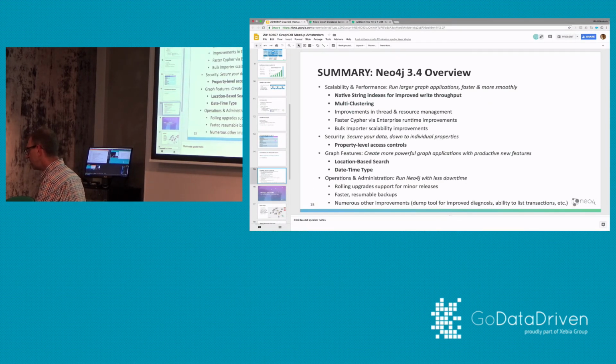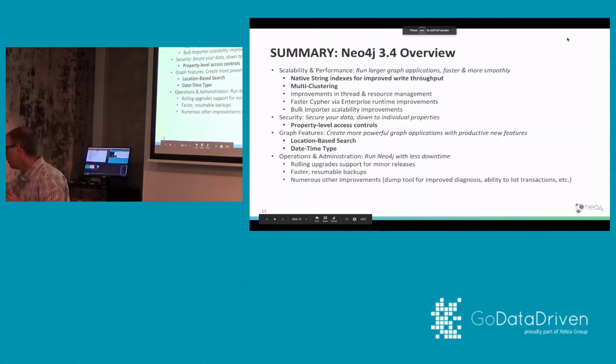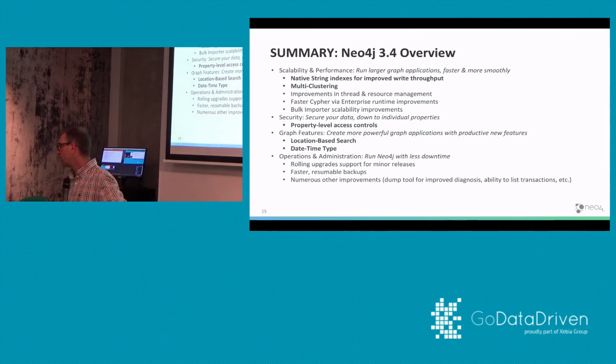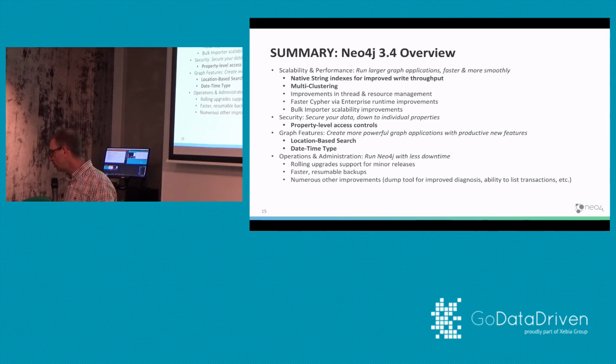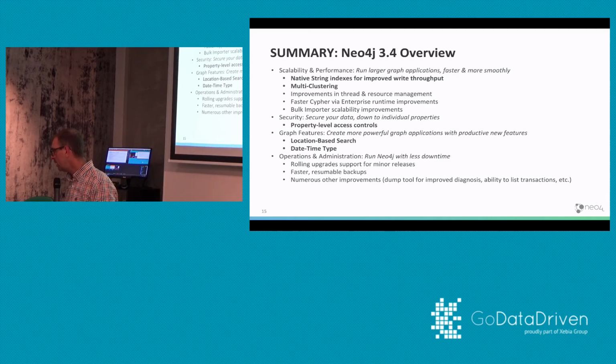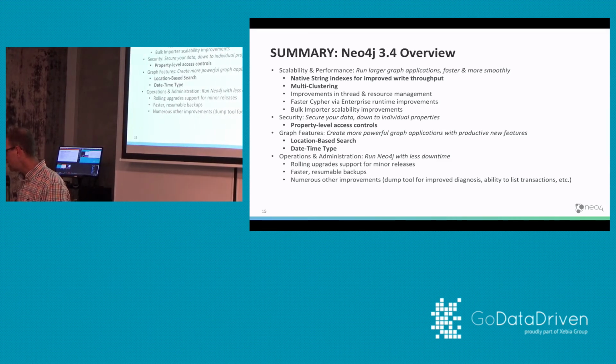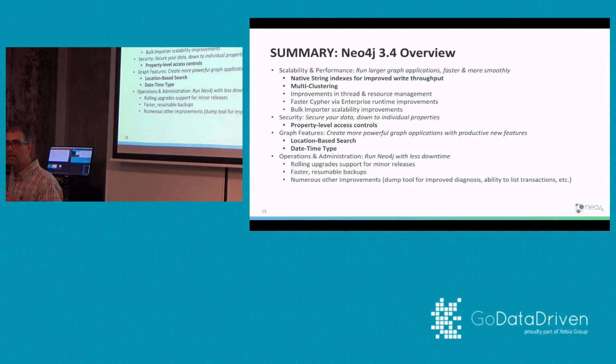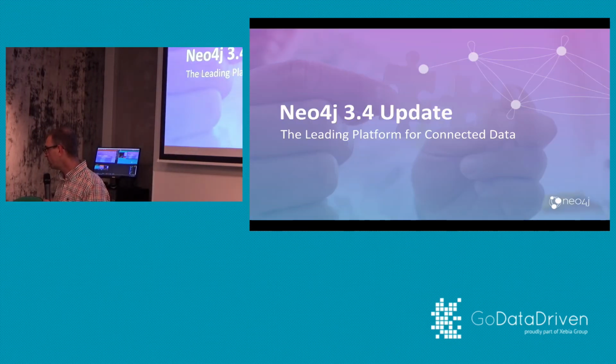There's a little summary here, right? We talked a lot about scalability and performance. We talked about security capabilities, location-based and date-time type-based search, and then a couple of these operational advantages that you see in 3.4. And you should take it for a spin.